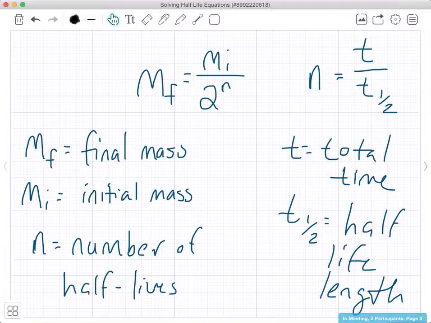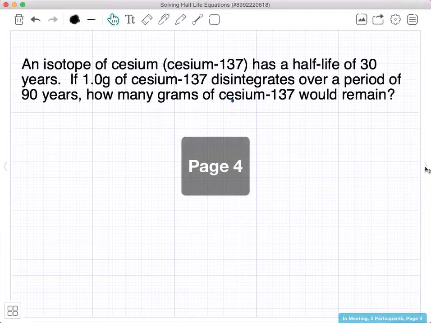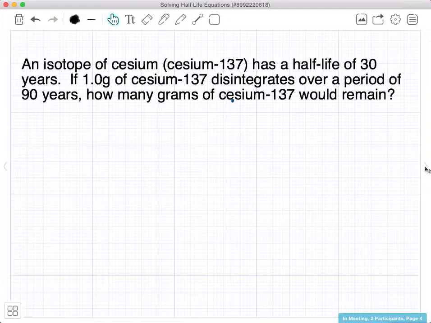Your time, same thing. The total time is usually always going to be longer than the half-life length, because usually in high school, especially in these problems, we're talking about multiple half-lives passing before we take a measurement. So the total time is always going to be a longer length of time than the half-life length. So if you're having trouble telling them apart, that's one way that you can do it. All right. On the next slide, I have a couple examples to work through with you guys, and we'll identify these individual parts as we do that on the slide.